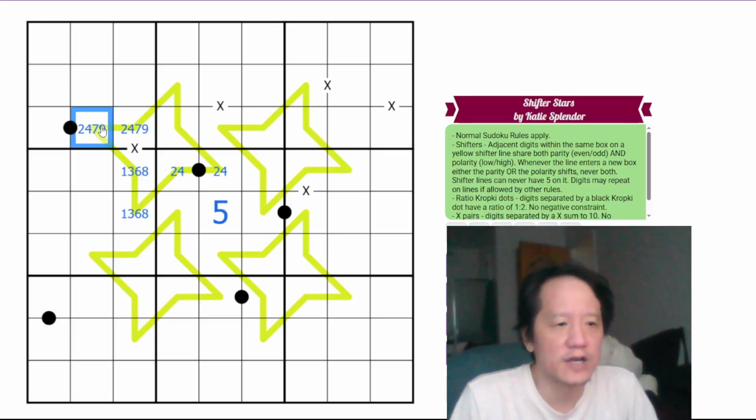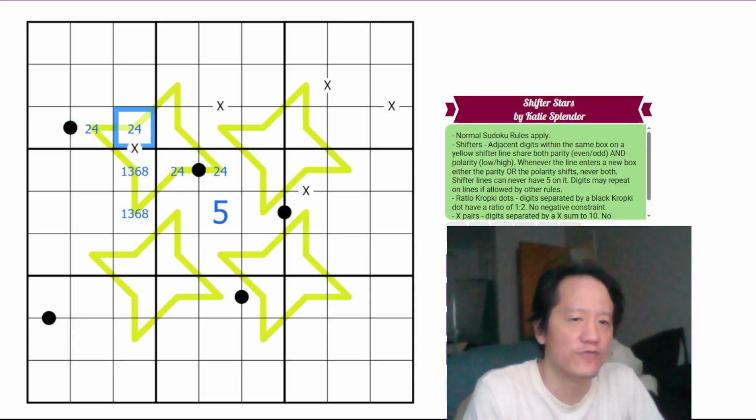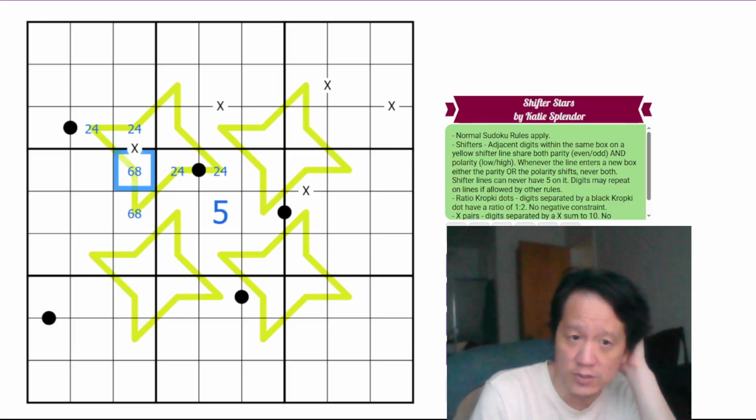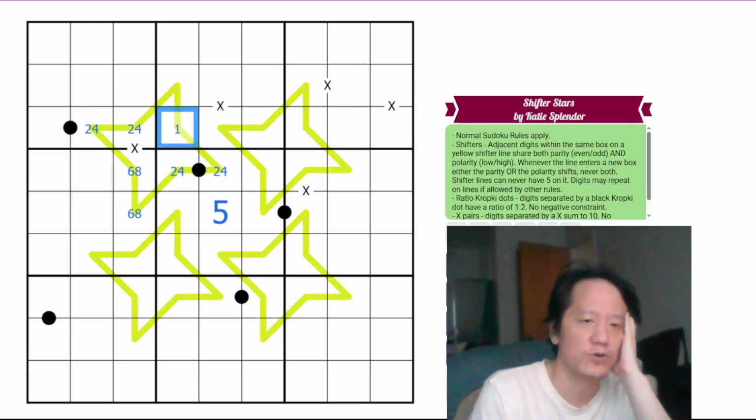Well, 7 or 9 cannot be next to a black Kropke dot because 7 is double of 3.5, which is not a digit. 9 is double of 4.5, which is not a digit. And if you double 7 or 9, you get 14 or 18, which are not digits. So this can never be 7 or 9. It's a 2 or 4. So this is a 2-4 pair, which makes this a 6-8. Since these two are the same parity, it has to be 6 or 8 here. So this is also 1, 3, 6, or 8 as possibilities here.